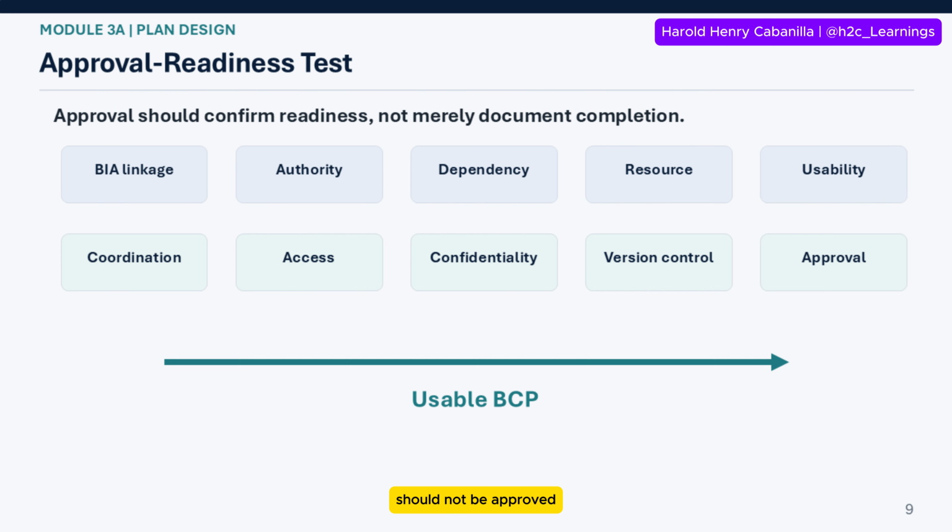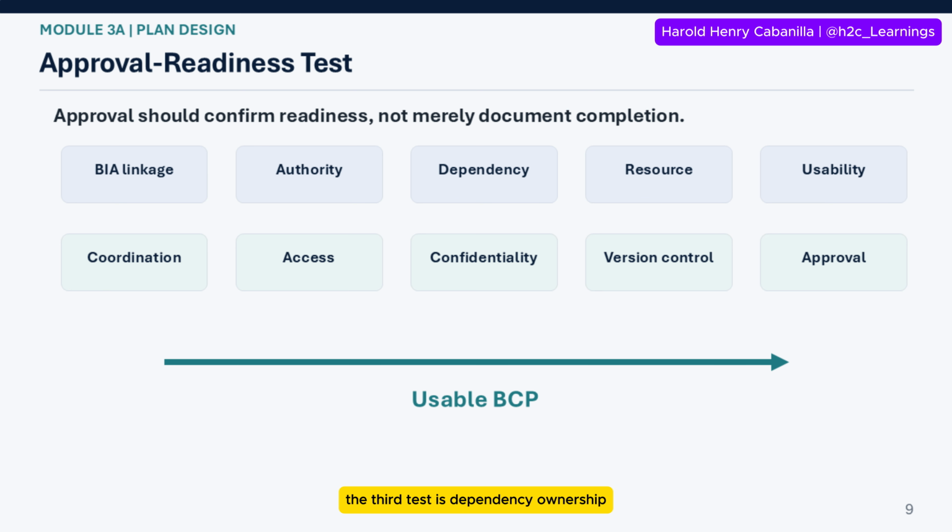A BCP should not be approved merely because the document is finished. Approval should confirm readiness. The baseline provides an approval-readiness test that checks whether the plan is sufficiently linked, authorized, owned, resourced, usable, coordinated, accessible, protected, controlled, and approved. The first test is BIA linkage. The plan must reflect approved BIA requirements and not disconnected assumptions. The second test is authority. The plan must identify who can activate arrangements, make decisions, and approve escalation.